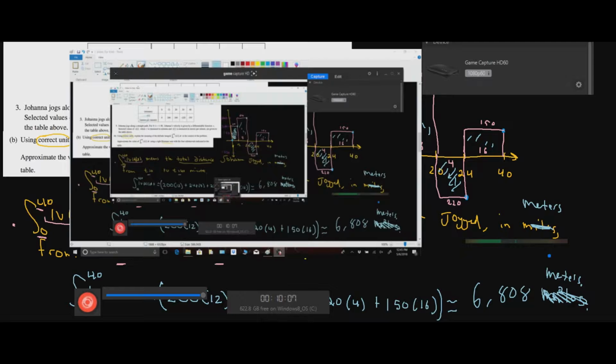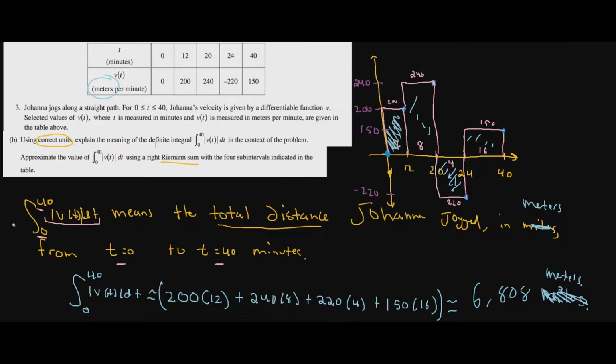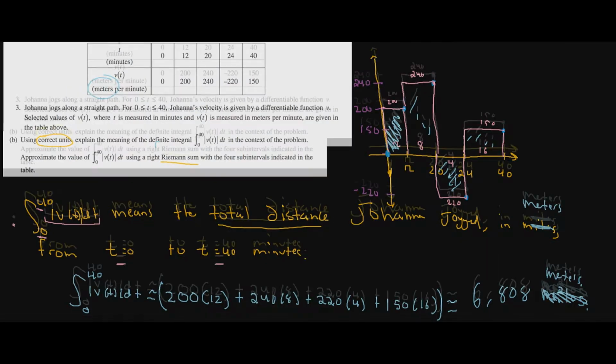All right, let's go ahead and continue on to part C. So that would be something to really keep in mind of part C. Bob is riding his bicycle along the same path. Bob's velocity is modeled by such and such, where t is measured in minutes and v of t is measured in meters per minute. Find Bob's acceleration.